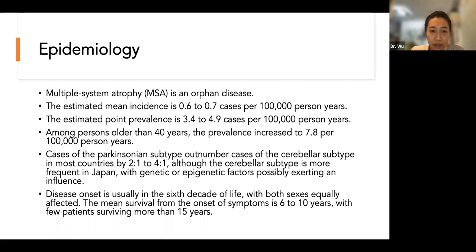The cases of the Parkinsonian subtype are more than the cases of the cerebellar subtype in most countries, with a ratio of 2 to 1 to 4 to 1. However, the cerebellar subtype is more frequent in Japan, so that might be related to genetic or epigenetic factors. The disease onset is usually in the 6th decade of the patient's life. Both sexes are equally affected, and the mean survival from the onset of motor symptoms is about 6 to 10 years, with few patients surviving more than 15 years.